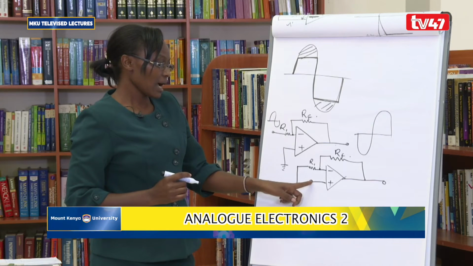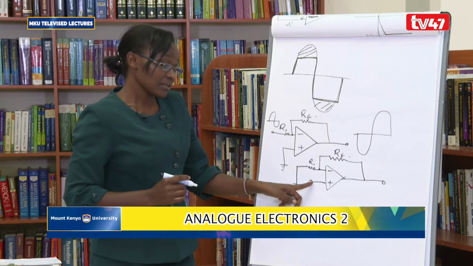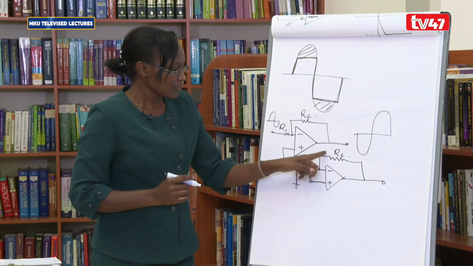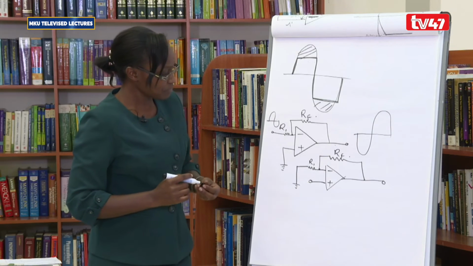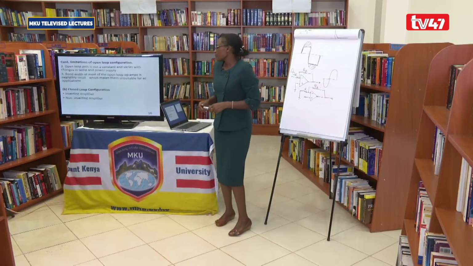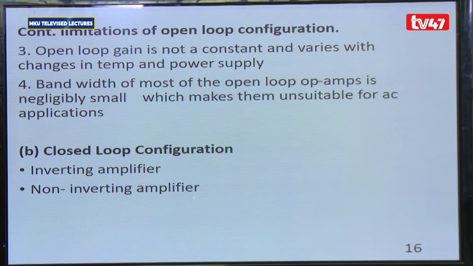So you are applying your input at the non-inverting terminal. The other terminal is grounded. Your feedback remains. So that is the diagram for the non-inverting amplifier in closed loop configuration.